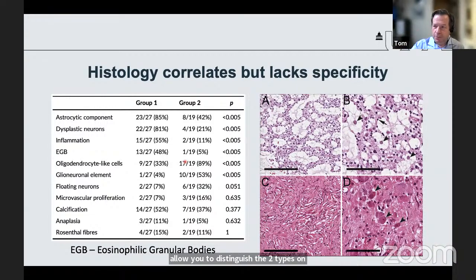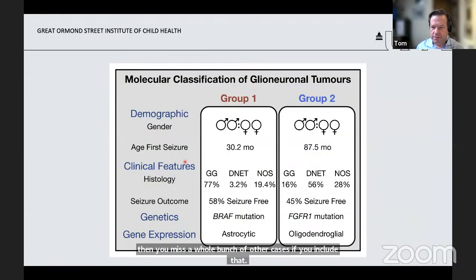We've tried various combinations of these, and you get tied in knots where you end up saying, well, I can definitely say this case is a group one tumor or group two tumor. But then you miss a whole bunch of other cases if you include that. So it's clearly inferior to the molecular testing.